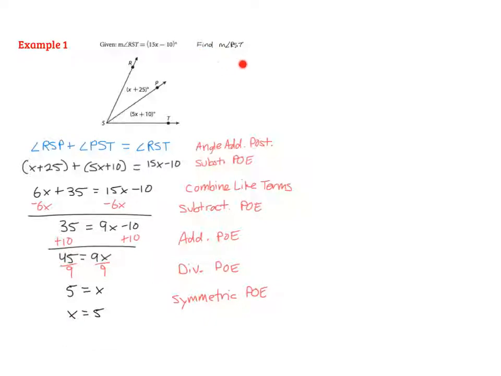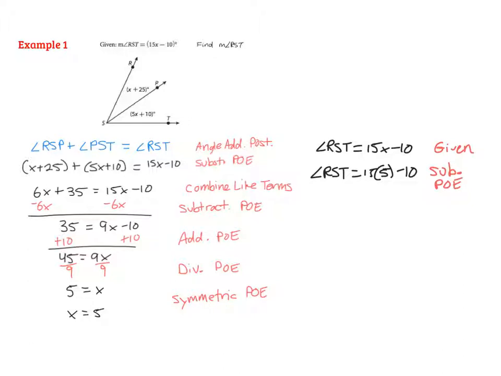However, we're not done with this problem because they ask us to find the measure of angle RST. So then I'm going to go over here and I'm going to say, okay, angle RST equals 15x minus 10, and this has a reason as well. In this case, our reason is given. We can say that as a reason. Then we'll say angle RST equals 15 times 5 minus 10. So this would be the substitution property of equality.